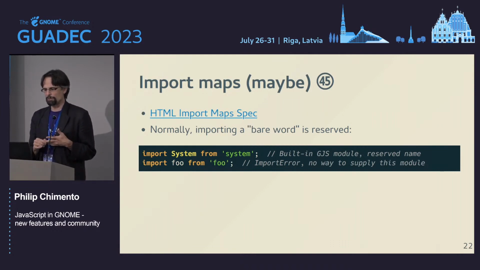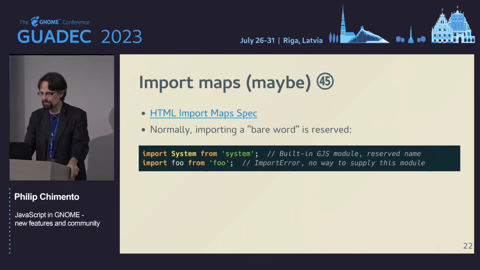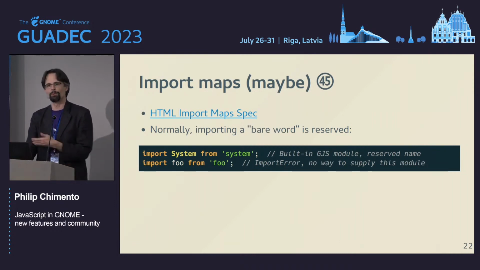Bare word modules are reserved. The environment can provide them. So we do that. In GJS, we provide a built-in bare word module called system, which has system stuff on it, along with a few others. But if you try to import a bare word that we don't provide, you get an import error. So you can't just import foo.